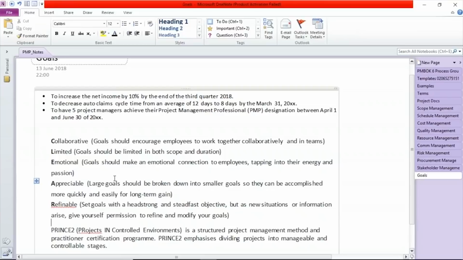It should be refinable. That means set goals with a headstrong and steadfast objective. It's very important for us to ensure that, if required, I should be able to refine my goal.